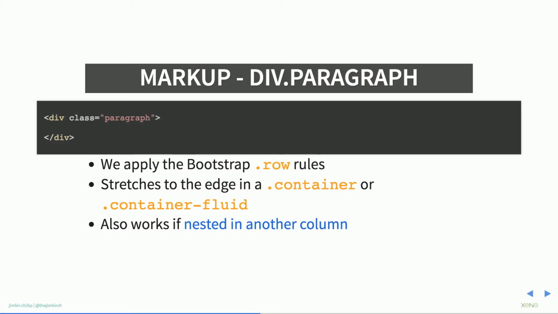Every paragraph has a template. The markup around it is div.paragraph. Here we apply the Bootstrap row classes. The row stretches from edge to edge in a container fluid. This is what most page templates have. And rows also work if they're nested in other columns. So this is the magic sauce that I can nest them all together.